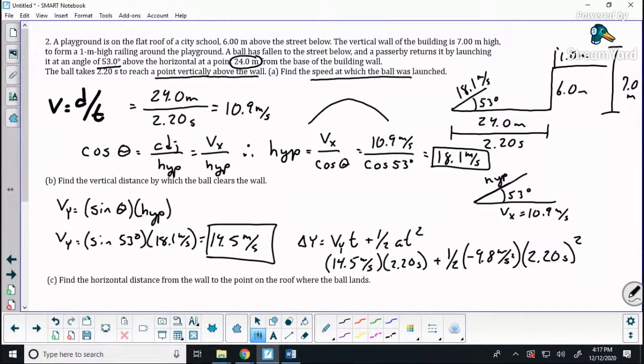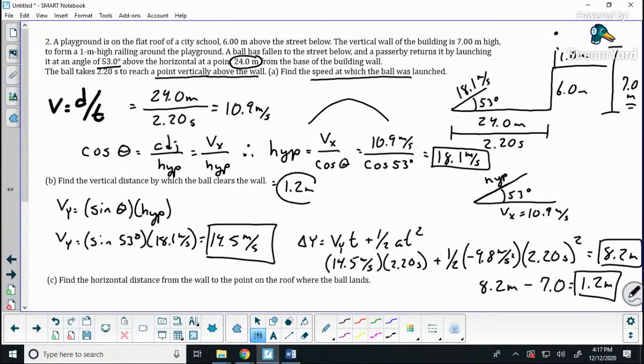So whenever I solve all these in, what I get is that ball, after 2.2 seconds, traveling at 14.5 meters per second in the vertical, that is going to be its height when it reaches that wall. Well, if the height of the wall is 7 meters, then it's at 8.2 meters of height. It has to clear something that is 7 meters. So therefore, it's going to clear that wall by a distance of 1.2 meters. And that's my answer to part B.